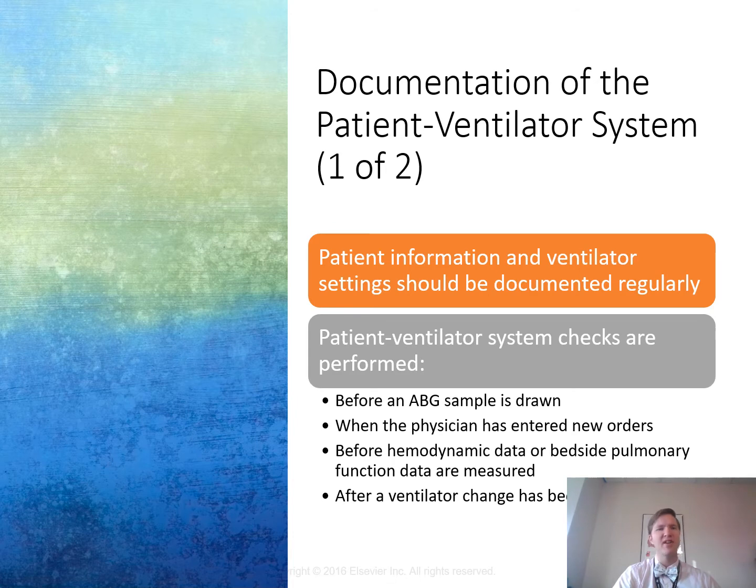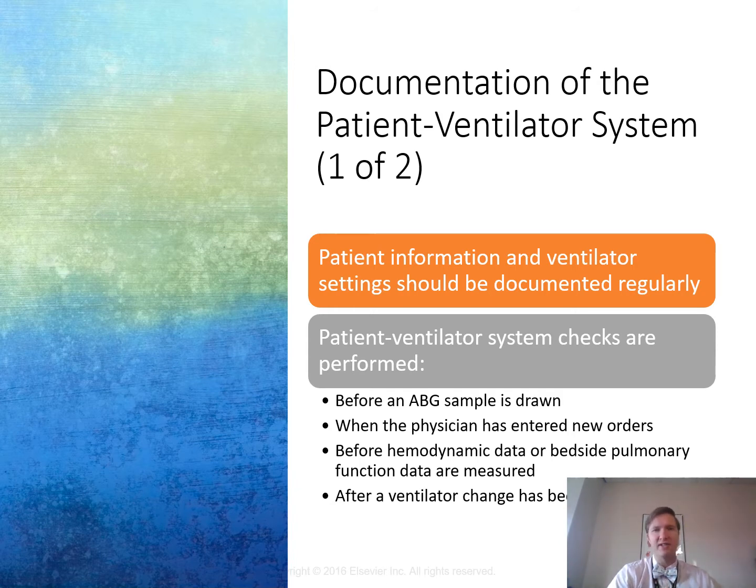So the patient ventilator system checks represent a documented evaluation of the ventilator's function and the patient's response to that ventilator support. So we have a machine that's trying to give a patient support, and what's the patient's response to that? We need to look at that communication. We need to look at that interaction. So the big thing should be emphasized, right?